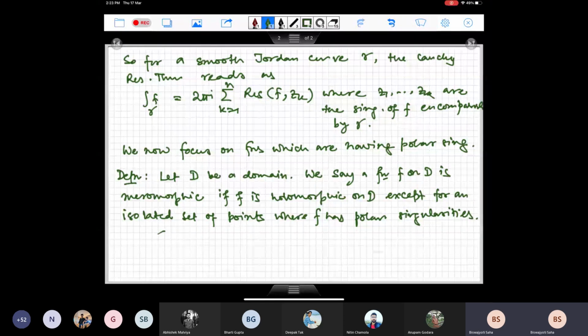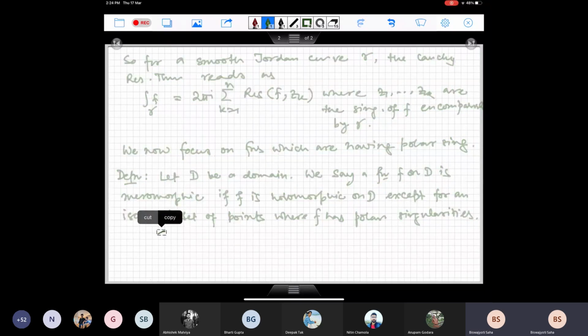So that means it's a holomorphic function, and except for finitely many points, or rather not necessarily finitely many but some isolated set of points, the function has singularities, and the singularities are polar singularities. So a meromorphic function is a function with singularities, but those singular points are isolated, and these singular points are polar singularities. So that's the definition of meromorphic.